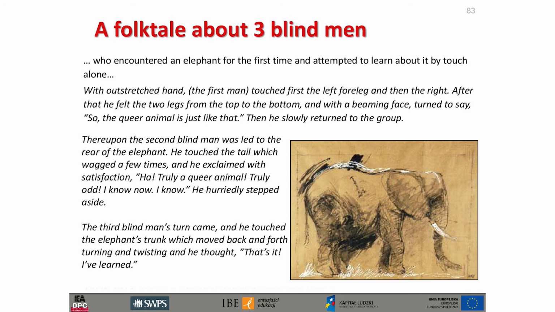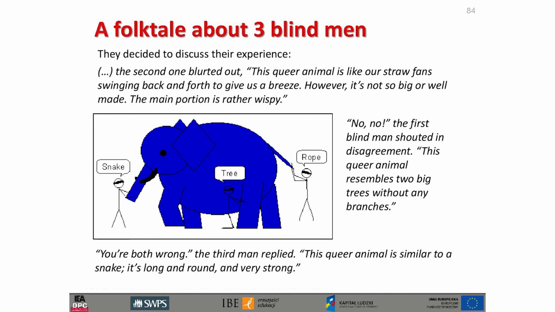Thereupon, the second blind man was led to the rear of the elephant. He touched the tail, which wagged a few times, and he exclaimed with satisfaction, "Ha, truly a queer animal, truly odd. I know now." He hurriedly stepped aside. The third blind man came, and he touched the elephant's trunk, which moved back and forth, turning and twisting, and he thought, "That's it, I have learned." So this is a picture where they touched the elephant on these three very different places.